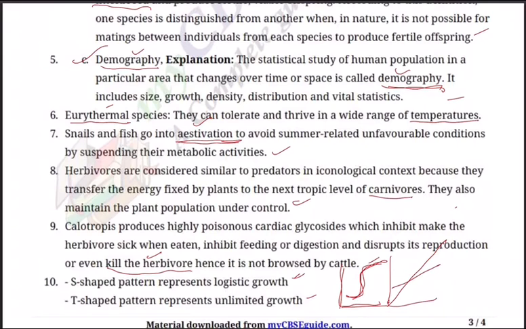Next, question number 9, again it is the self-defense. Calotropis produces highly poisonous cardiac glycosides that make the herbivore sick when eaten, inhibit feeding or digestion, and disrupt its reproduction or even kill the herbivore. Hence, it is not browsed by cattle. So, it can even kill the animal if it browses.